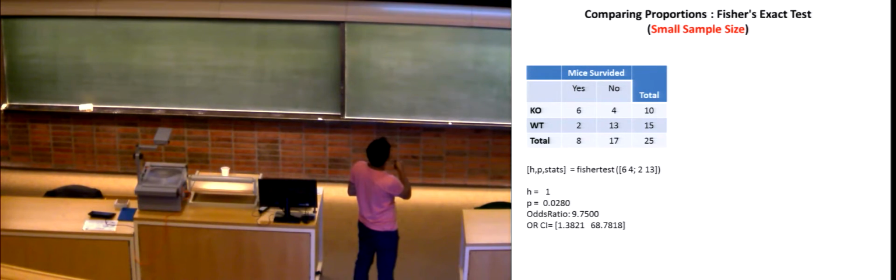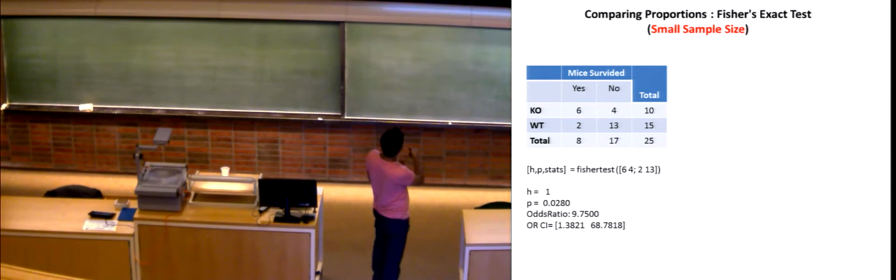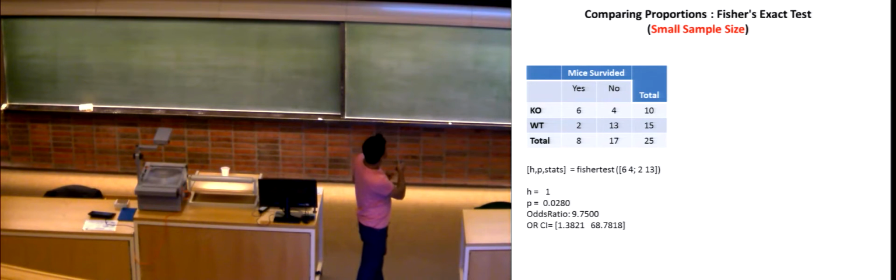You just plug in this formula, you get this H and P. H is equal to 1, P is 0.05, meaning that statistically significant, they are different. What is the odds ratio? The odds ratio confidence interval is 1.38 to 68.78, you see? So it is always more than 1, right? So I can say that the knockout has a higher survival rate than the wild type in this case.